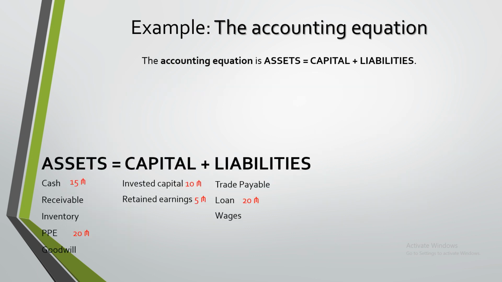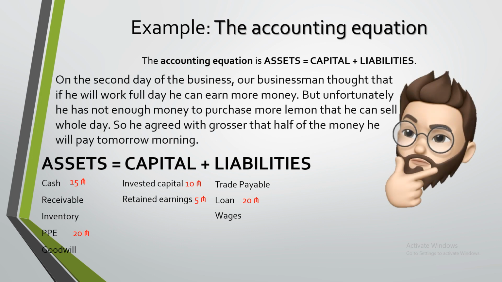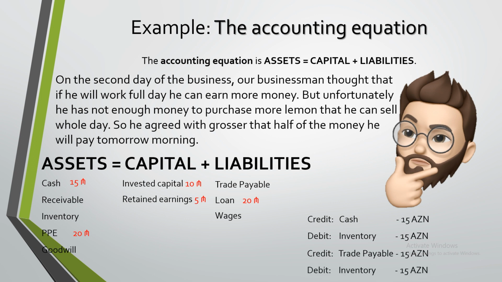On the second day of the business, our businessman thought that if he worked a full day, he could earn more money, but unfortunately, he did not have enough money to purchase more lemons that he could sell the whole day. So he agreed with the grocer that he would pay half of the money tomorrow morning. The transaction will be: credit cash 15 ATM, debit inventory 15, credit trade payable 15 and debit inventory 15. It means that half of this inventory he bought for cash and half of this inventory he bought on credit. After the change, our accounting equation will be 50 equals 50.